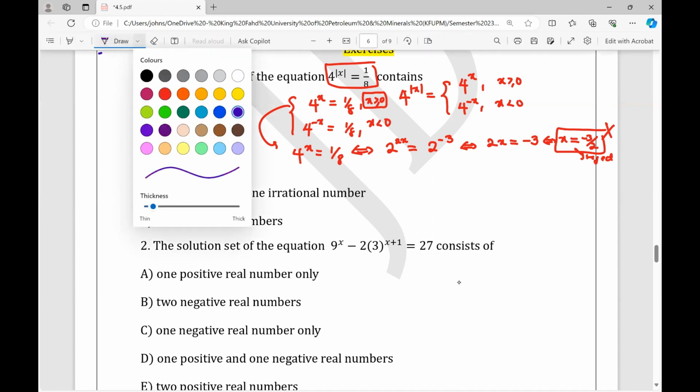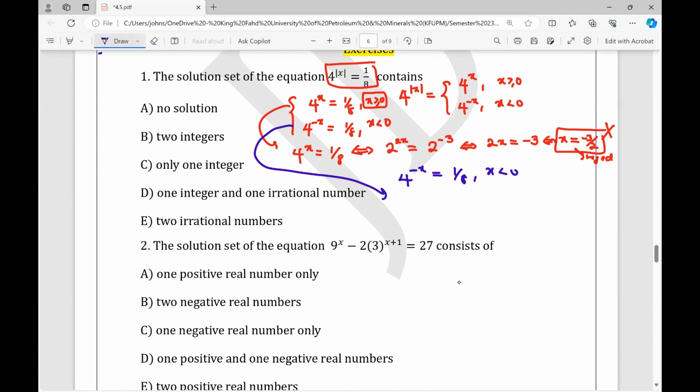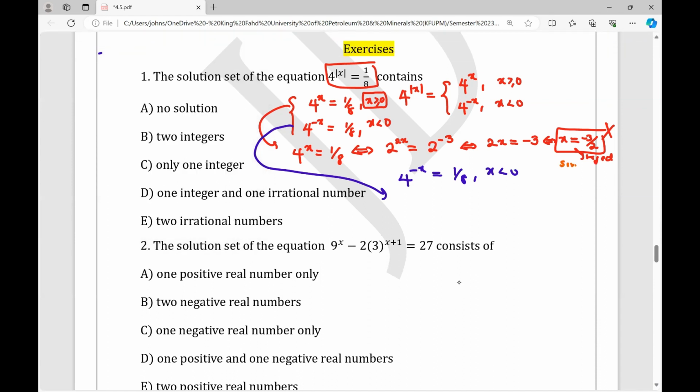Then let's take the second one. The second equation comes from this one: 4 to the power minus x equals 1 over 8. But here we want x to be less than 0, right? So why are we rejecting here? Let's be specific. For the first equation, x has to be greater than 0.